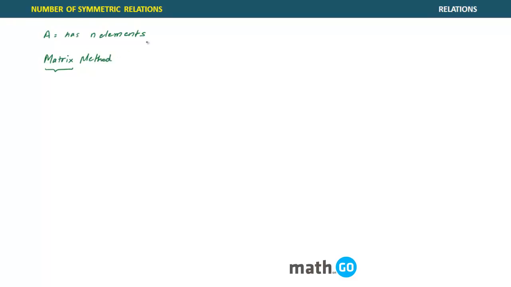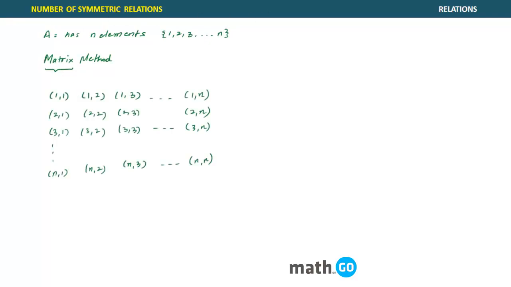Let's say A is a set consisting of the first n natural numbers. Again, I'll draw the matrix, and now split this into two components, that is, diagonal elements. Why am I saying diagonal elements? Because I know that these diagonal elements, that is 1 1, 2 2, 3 3 and all those that are going to come, are symmetric.